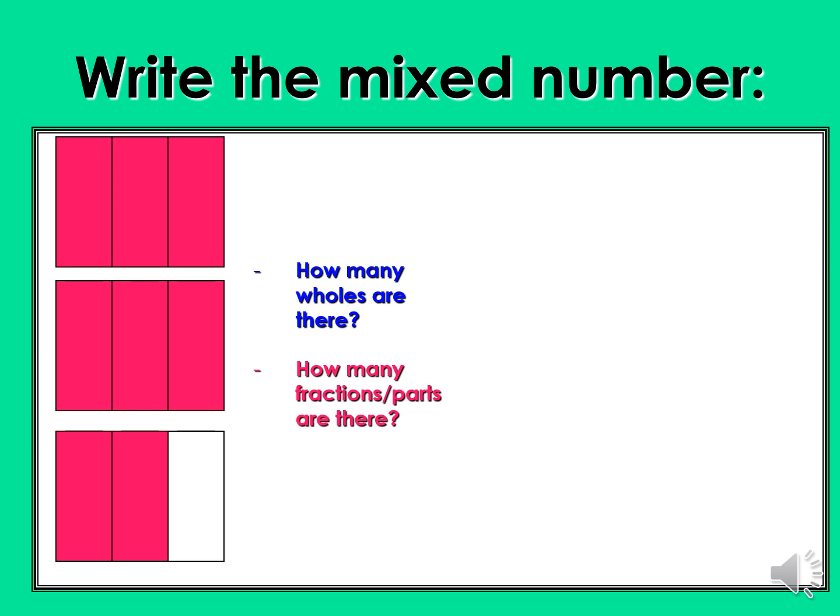So this one, it's a different shape, it's not triangles, it's rectangles now, but it's the same idea. So the first thing to answer is how many whole ones have we got? So we've got 1 whole one, 2 whole ones. So our mixed number is going to start with 2, and then how many fraction parts are there? So the first thing to look at is how many pieces it's split into. So it's split into 3, so the denominator is going to be 3, because it's split into thirds. And we've got 1, 2 of them. So we've got 2 and 2/3. So we'd write that as 2 and 2/3.